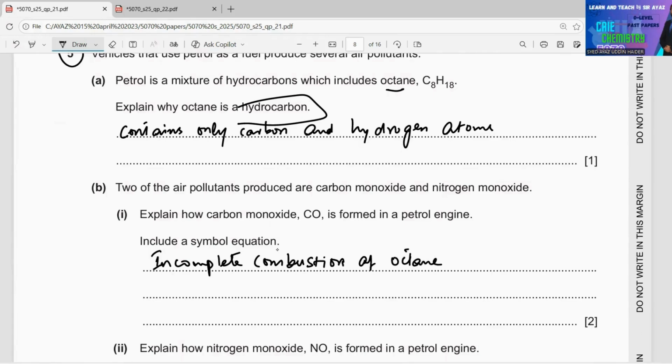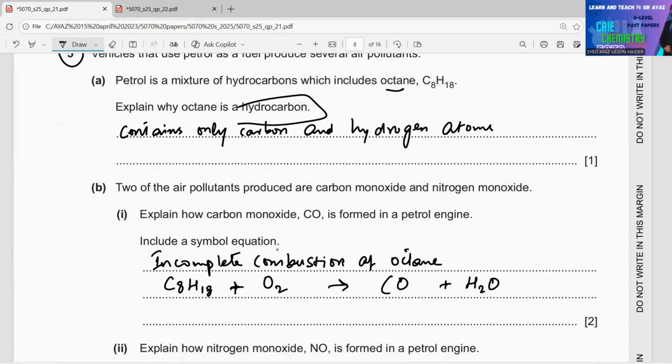Now they are also asking you to include a symbol equation. So this will be the reaction between octane and oxygen. You know the formula of octane, C8H18, plus O2. Write down the reactants, products now. Carbon monoxide is CO, plus steam will be the other product produced. Now you have to balance this equation. Let's balance this equation.